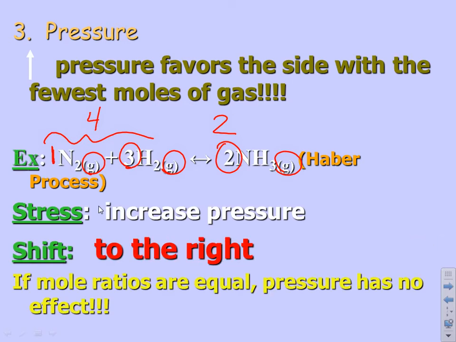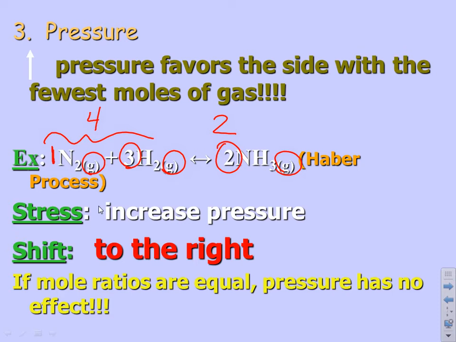So we mentioned that if there were no gases, the pressure would have no effect. Additionally, if the mole ratios were the same, pressure would also have no effect. So you want to be careful about that. Like if I had 2 moles on the left and 2 moles on the right, there would be no shift.